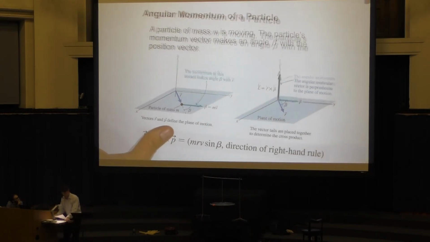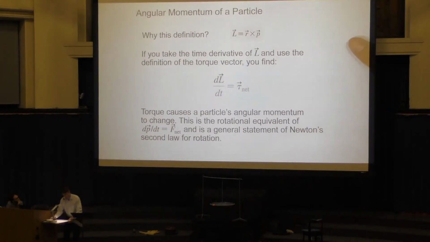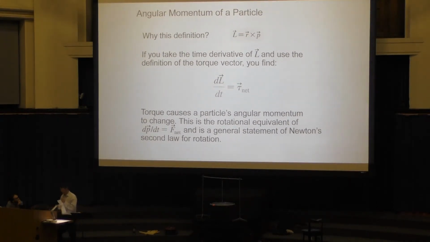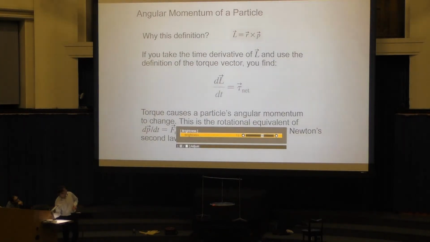And the reason we did this is because if you take the time derivative of that angular momentum, then you get the torque. Just turn down the brightness a little bit. Hopefully you can see it. dL by dt is equal to the net torque.